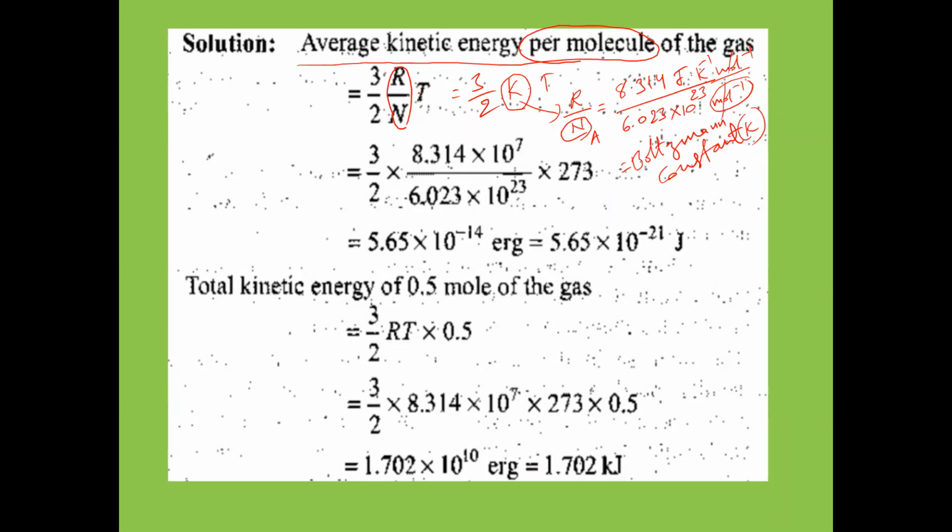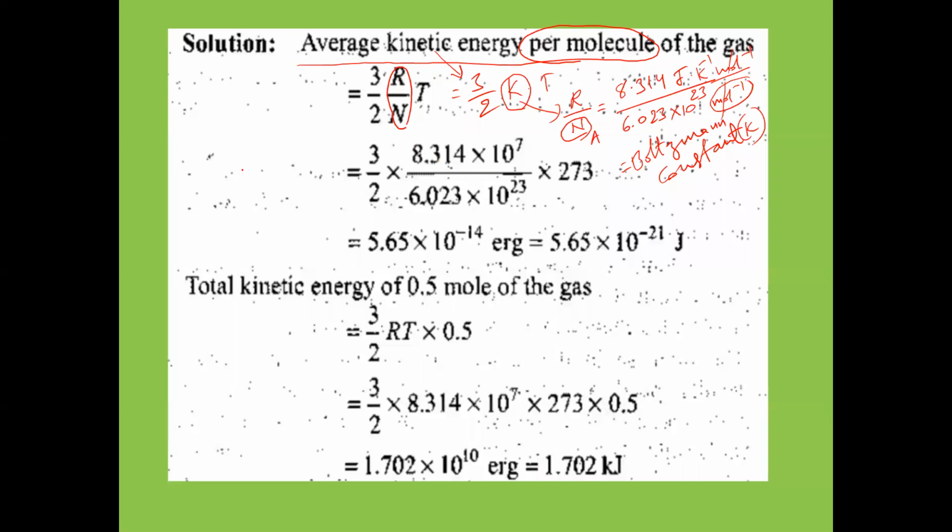So here, the average kinetic energy formula is 3 by 2 kT. K is R by N, where R is 8.314 joules and N is the Avogadro number. That value gives the Boltzmann constant. If you substitute this value directly, we can get it here.